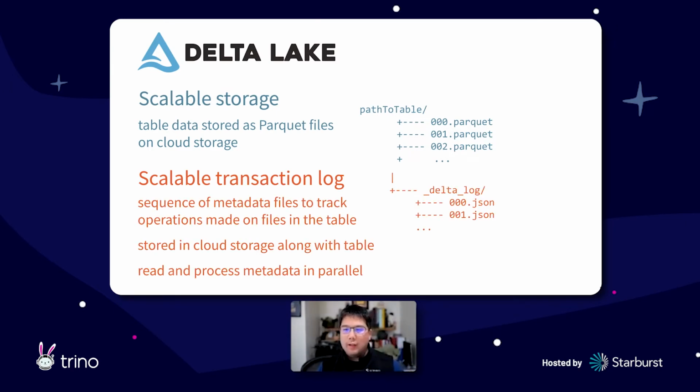Okay, so inside that same folder, there's a _delta_log. And inside there is a bunch of JSON files, .json files. So it's basically a sequence of metadata files, these JSON files, to track operations made on the files in the table. Now, like I said, they're stored in the cloud storage along with the table, and they allow you to read and process the metadata in parallel.